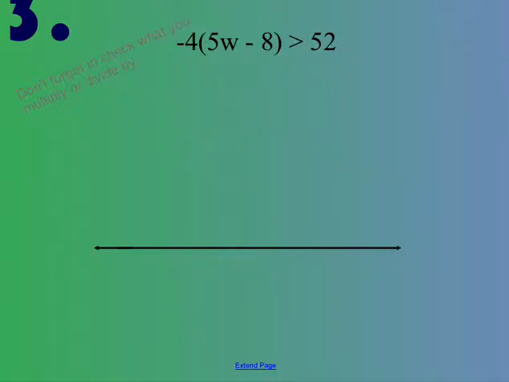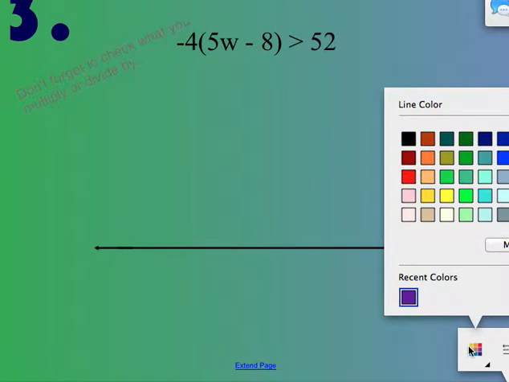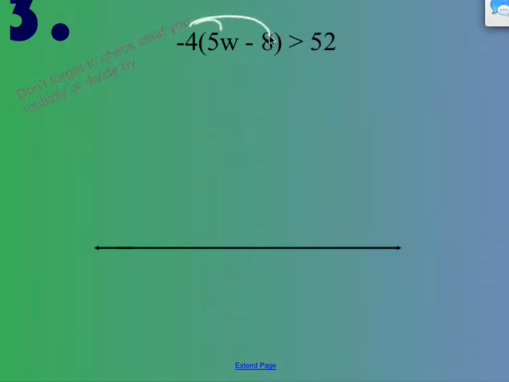So let's take a look at this one here. The first thing we need to do is to distribute. So we're going to take that and distribute it in. So negative 4 times 5 is going to be a negative 20, and then W. Negative 4 times negative 8, when you multiply two negatives together, it becomes a positive 32, and that's going to be greater than 52. So now we need to do some solving.